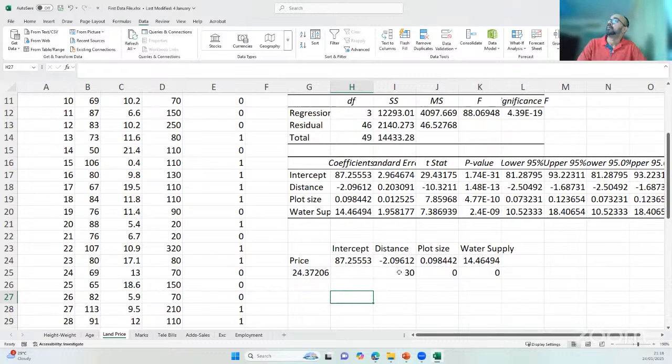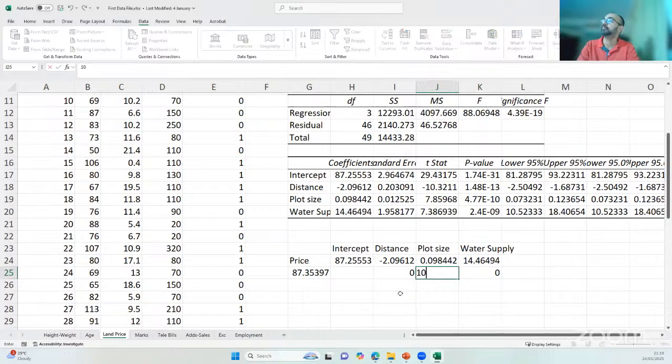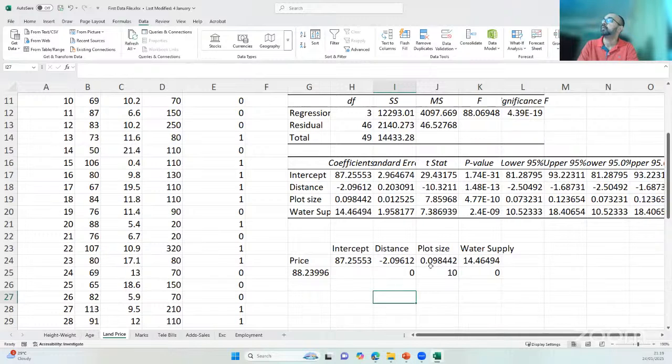Now if the plot size is 1, it will increase the price by this amount, about 0.1 if we round it. So every 1 perch that the plot size is increased, it will increase the price by this. If the plot size is 10, it will increase the per perch price by 0.9844. That is about 1.